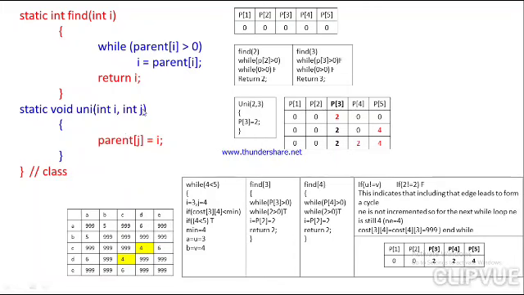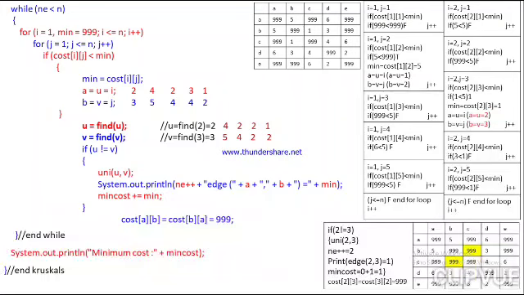What is this j? 3. What is i? 2. Now parent of the 3 I am making it as a 2. So see here, parent of the 3 I am considering it as a 2. Initially all are 0. Now parent of 3 is 2. So parent of the 3 I made it as a 2. Then after this, we will go for this while loop.